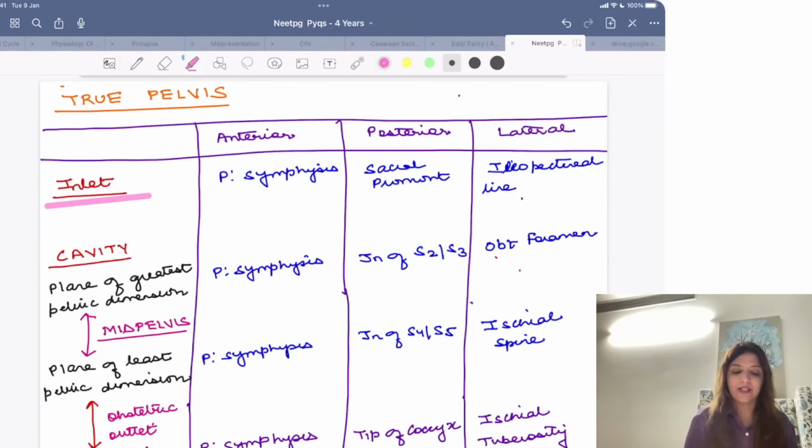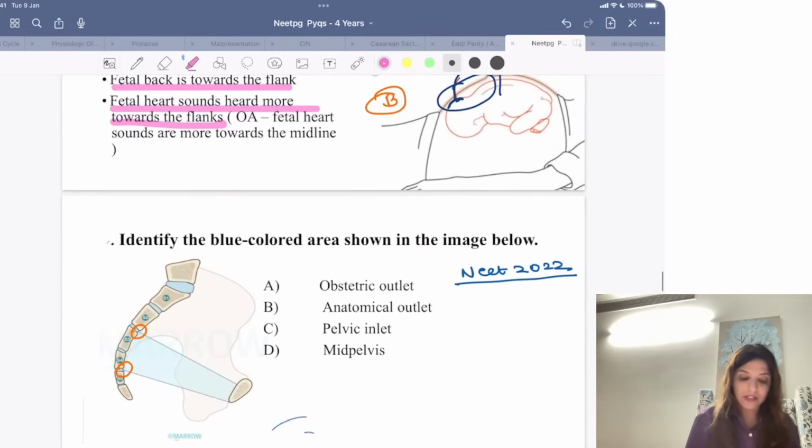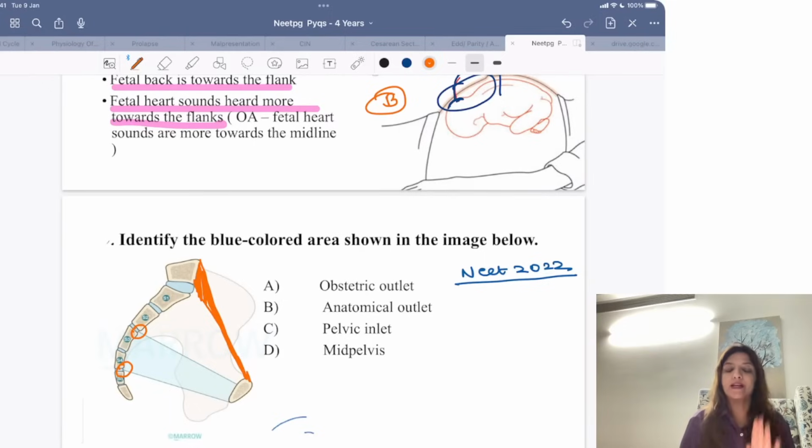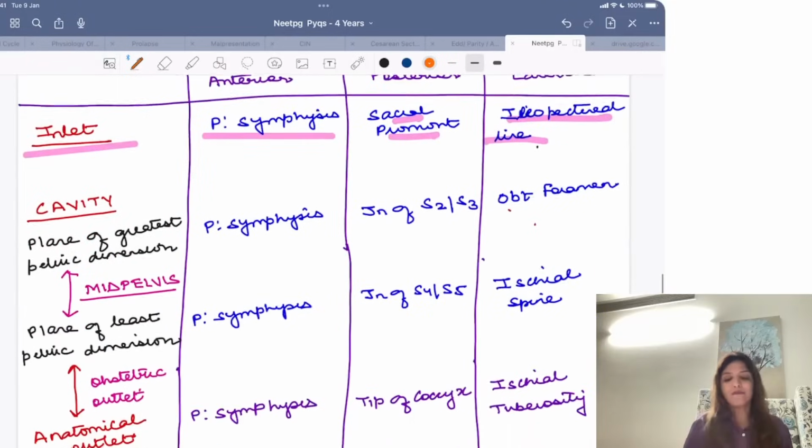The boundary of the inlet is anteriorly you have the pubic symphysis, posteriorly you have the sacral promontory and laterally you have iliopectineal line. So if we have to show it like this, I have pubic symphysis anteriorly and I have sacral promontory. So this area, if they would have asked you, this area would have been the inlet. Right? Because inlet is bounded anteriorly by pubic symphysis and posteriorly by sacral promontory. So this is inlet. Then comes cavity.